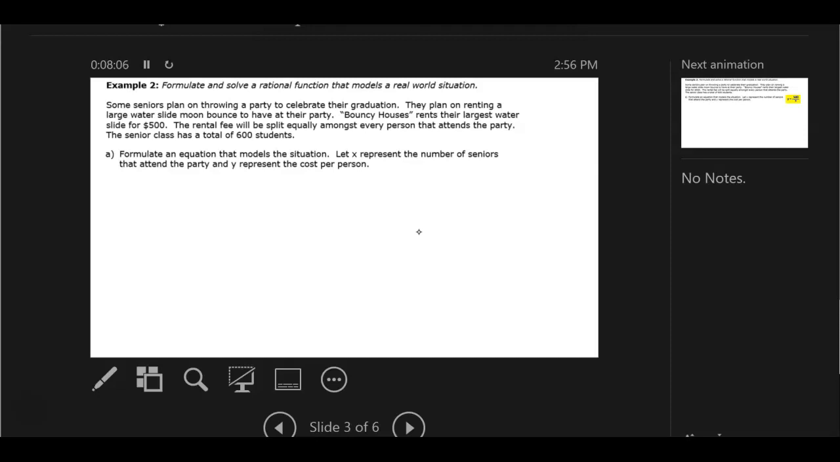The senior class has a total of 600 students, okay? Now, that doesn't mean 600 are going. Kind of like prom. Y'all know some people are going, some people aren't. Some people are bringing their cousins, whatever. Now, letter A, formulate an equation that models the situation.